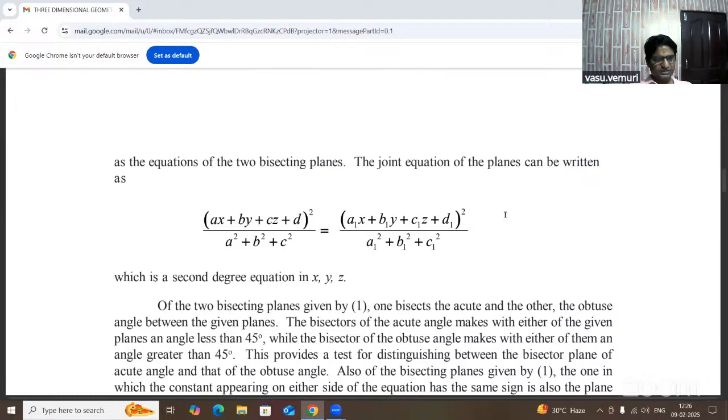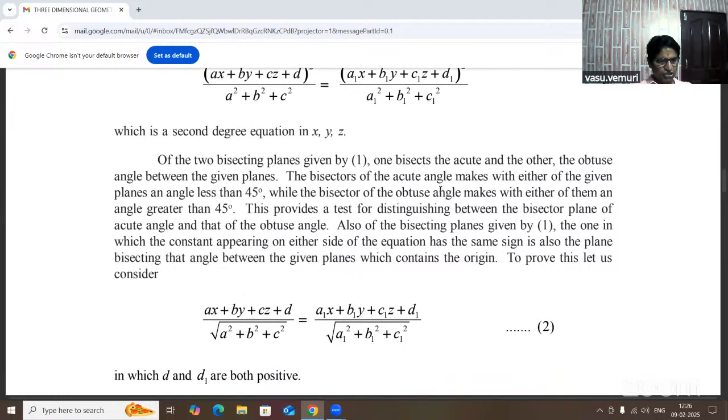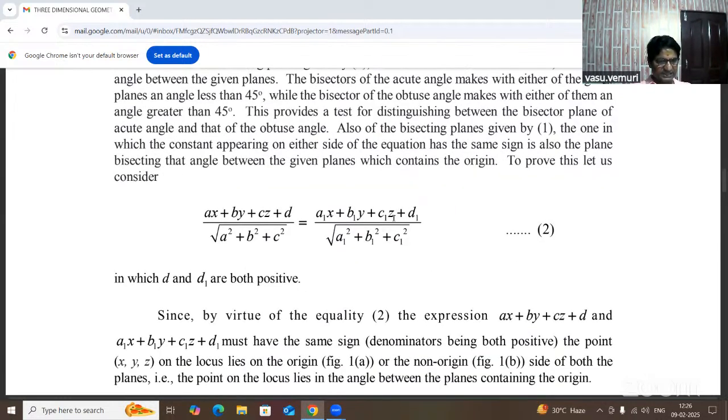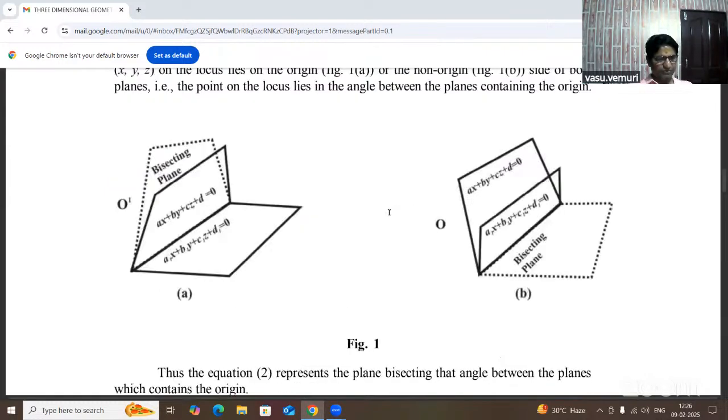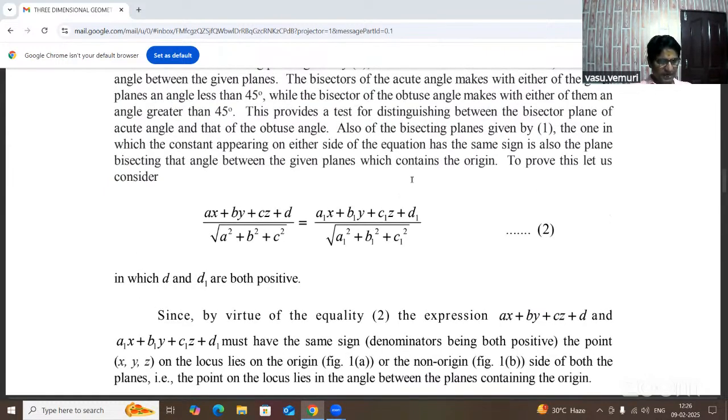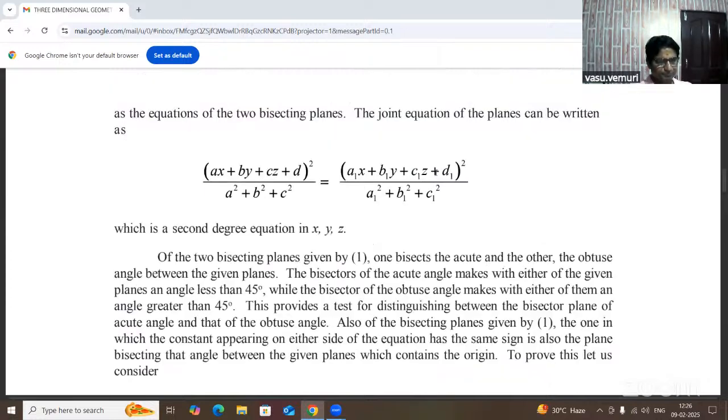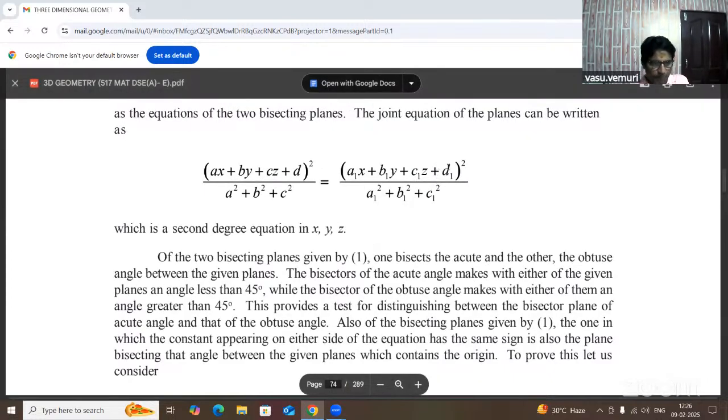So the root is also cancelled. After the simplification, we take the square on both sides. Okay, this is a second degree equation. After the simplification, we take the first one as positive, and the second one we take as the negative of this part. Okay. Now here are the two bisecting planes given by the first equation.